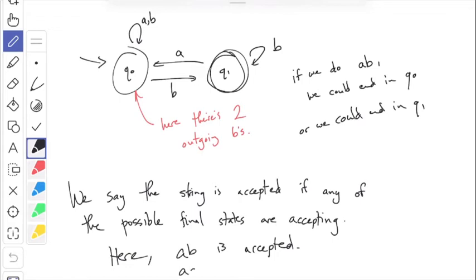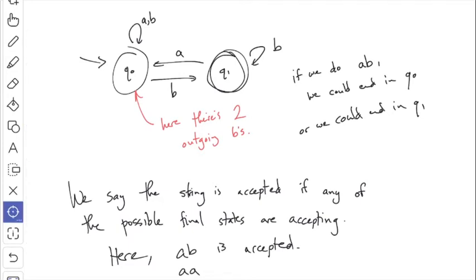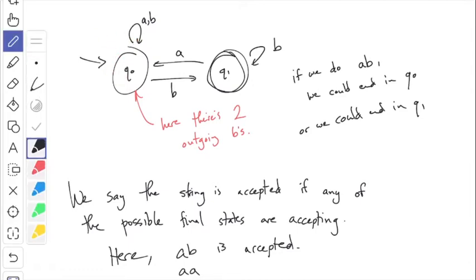What do you think about AA? Is that accepted or rejected? He says rejected. Yeah, why is that? Because the A can't leave the first state. Yeah, if you start here and do AA, there's only one choice to do A. You have to do this, and then you have to do this again. So the AA from the starting state will be rejected. There's no way to get to the accepting state. This is how an NFA works.